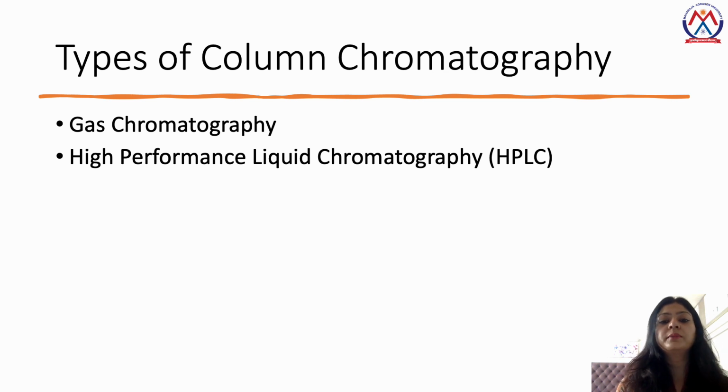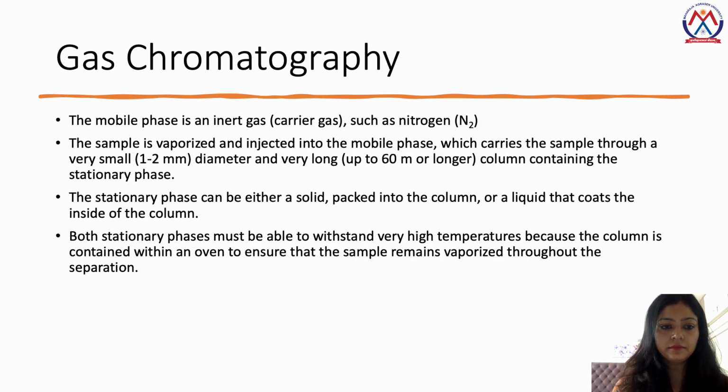Further, column chromatography is divided into gas chromatography and high performance liquid chromatography, which we also call HPLC. Gas chromatography: the mobile phase in gas chromatography is an inert gas or carrier gas such as nitrogen. The sample is vaporized and injected into the mobile phase, which carries the sample through a very small diameter and a very long column containing the stationary phase.